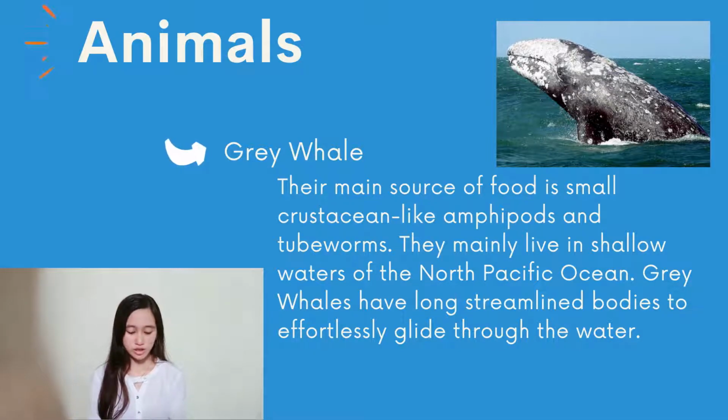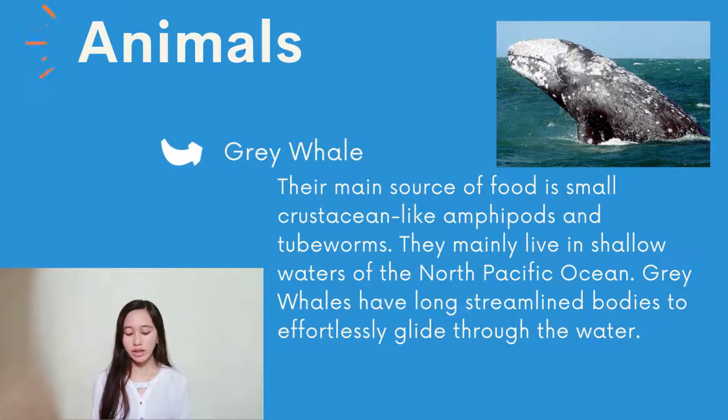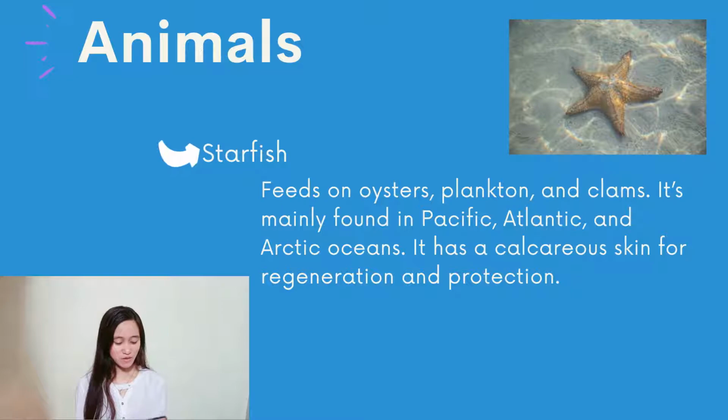So the next animal is the gray whale. Their main source of food is small crustaceans like amphipods and tube worms. They mainly live in shallow waters of the North Pacific Ocean. Gray whales have long streamlined bodies to effortlessly glide through the water. In addition, gray whales are inhabitants of the North Pacific and are known for their friendly behavior towards boats and humans.